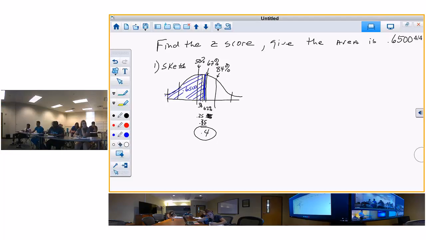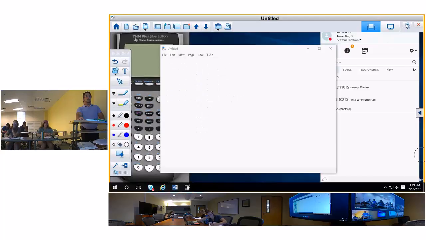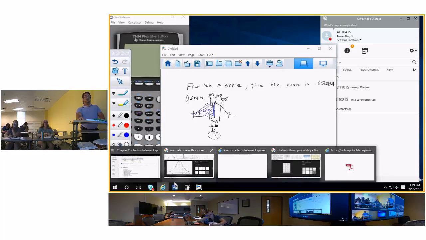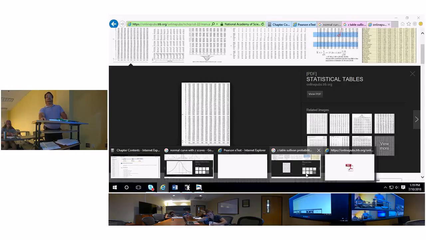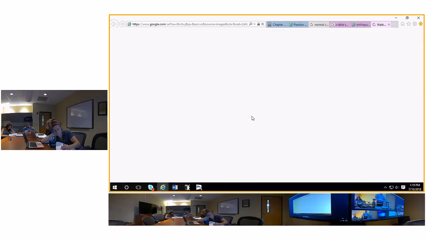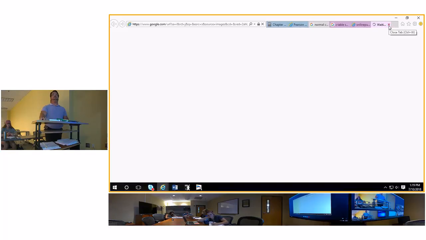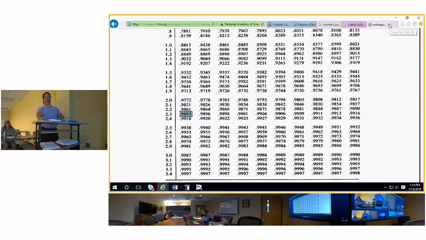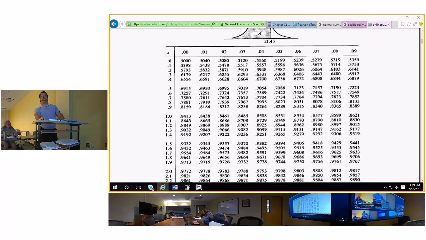So I go to my handy dandy table, and I look up 0.65, and I've lost the handy dandy table, haven't I? There it is. I'm waiting for it. Oh well, I guess it's not going to come up. Has anybody got a table with them from their book? There, okay, whatever. Yeah, all right, let's say 0.6500. Right. 0.6500. There we go.